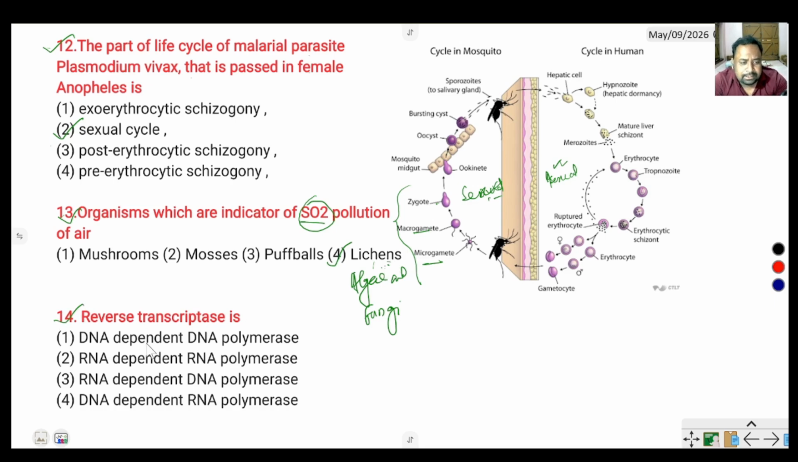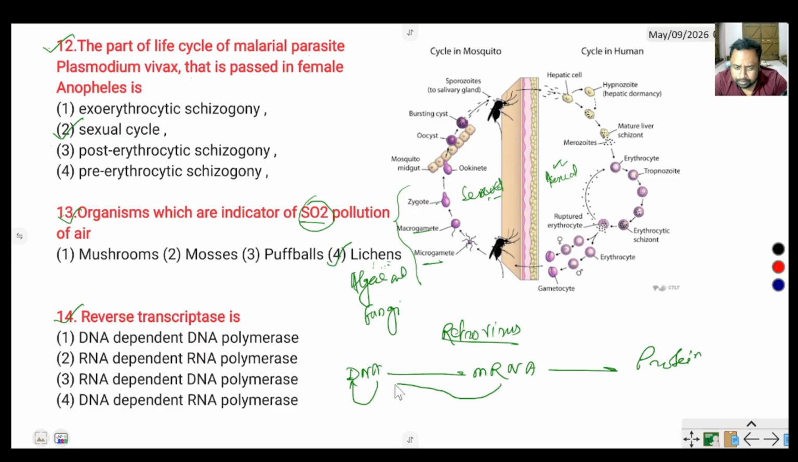Reverse transcriptase is: DNA dependent DNA polymerase, RNA dependent RNA polymerase, RNA dependent DNA polymerase, DNA dependent RNA polymerase. First of all, reverse transcriptase is found in retroviruses like the HIV virus. In the normal central dogma process, DNA produces DNA by replication, DNA to mRNA is the transcription process, and mRNA to protein is the translation. This is called the central dogma. But in some viruses, reverse transcriptase is present, so they produce DNA from RNA by the reverse transcriptase enzyme. The reverse transcriptase is an RNA dependent DNA polymerase. Option 3 is correct.